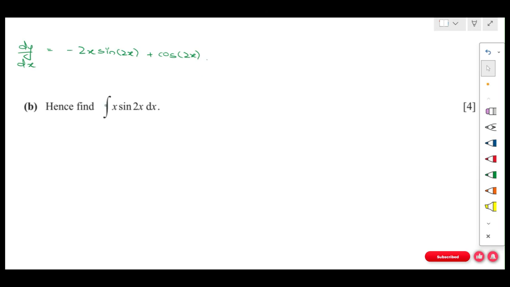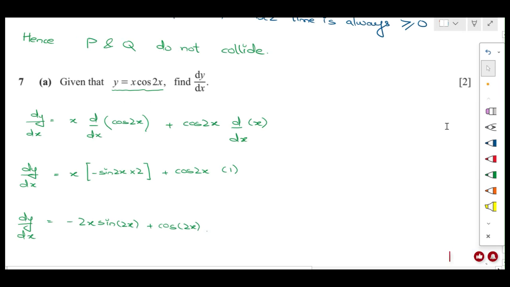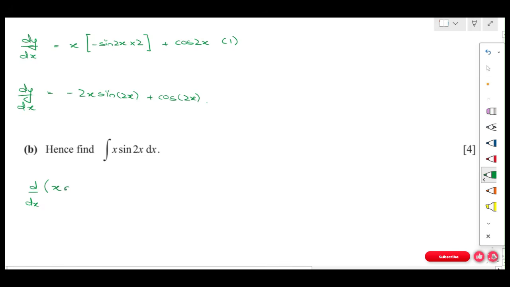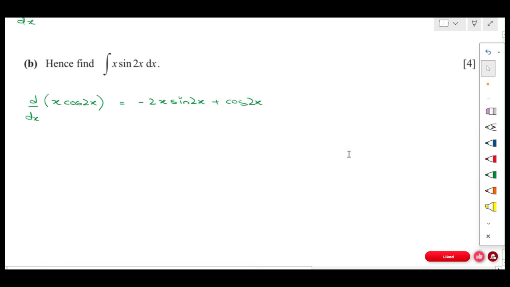Now for part B, hence find the integration of x sine 2x dx. Okay, so what we have done is d by dx of the function y. So what was the function y? x cos 2x. d by dx of x cos of 2x is equal to minus 2x sine 2x plus cos 2x. So we use the answer from your part A. Now we need to figure out its integration, right? So let me apply the integration on both sides, integration on every term.